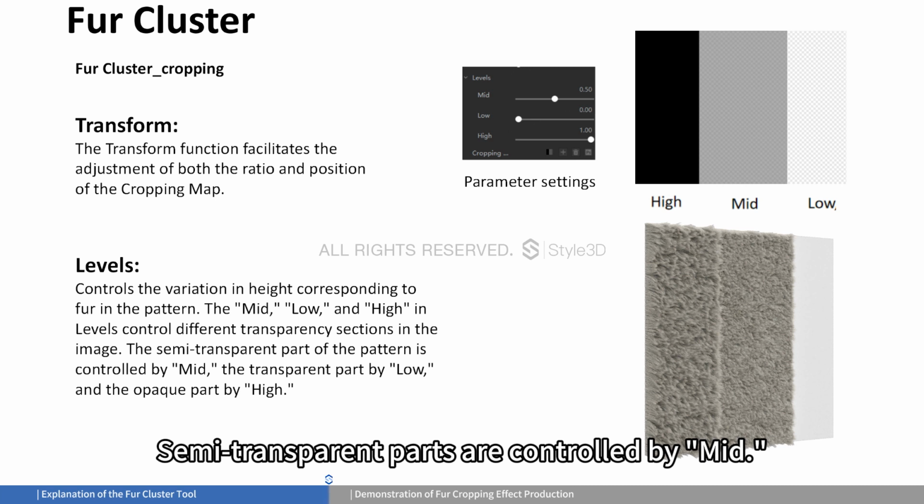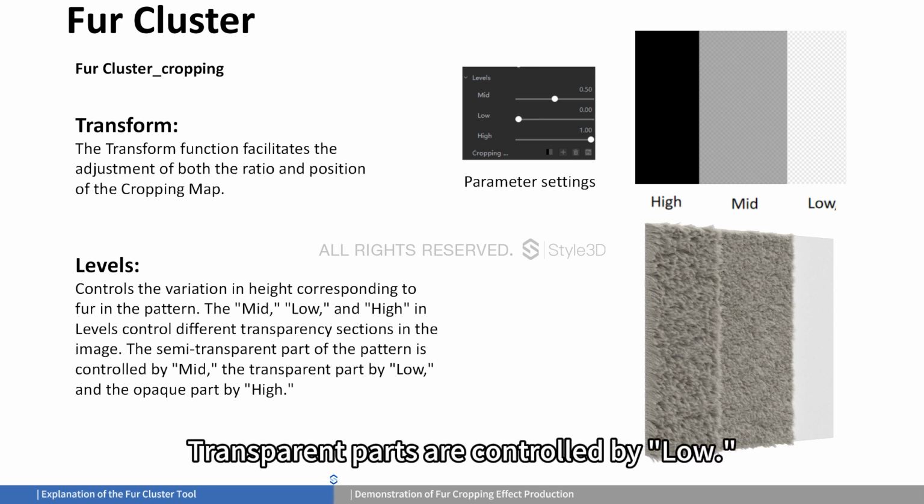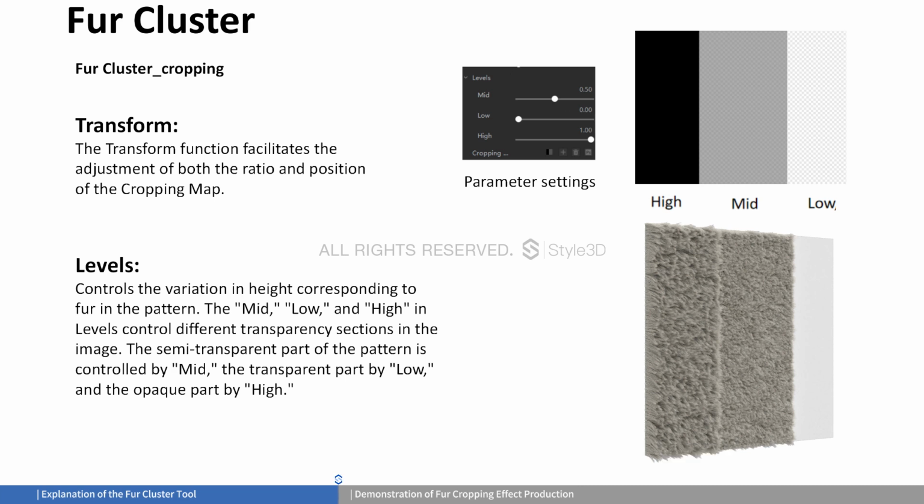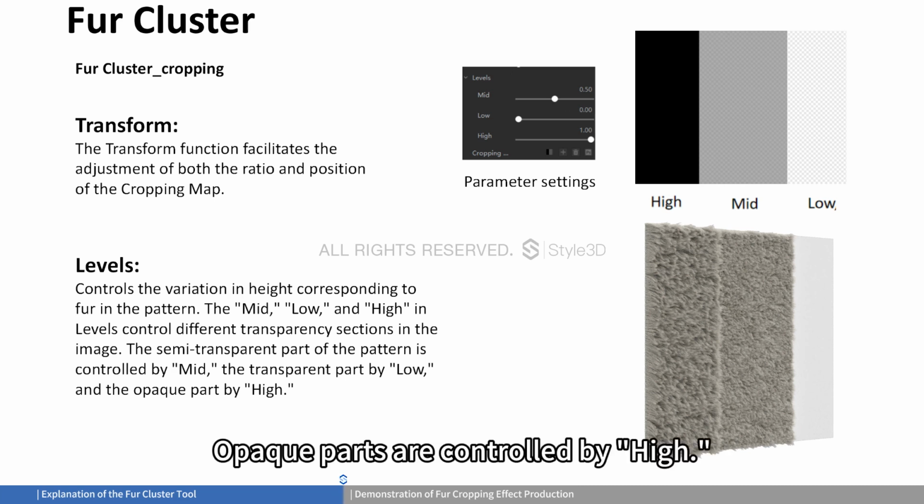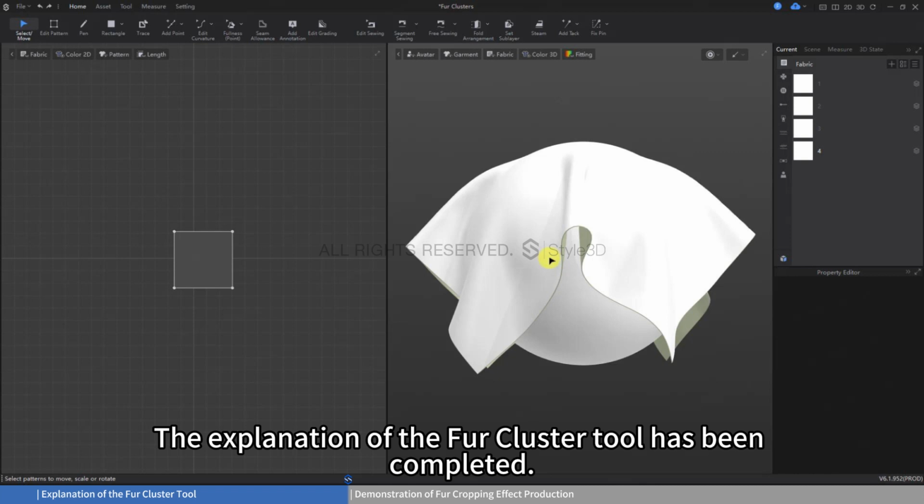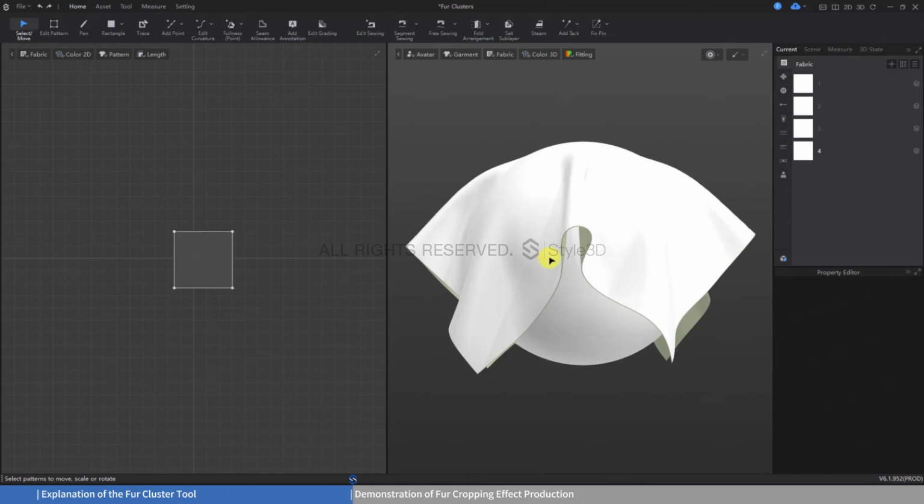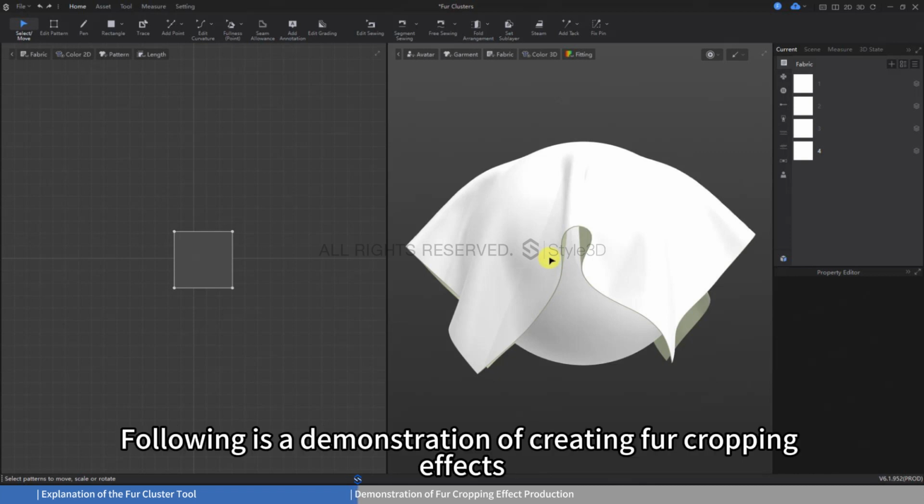Semi-transparent parts are controlled by mid. Transparent parts are controlled by low. Opaque parts are controlled by high. The explanation of the fur cluster tool has been completed. Following is a demonstration of creating fur cropping effects.